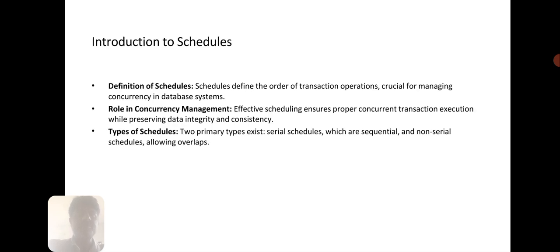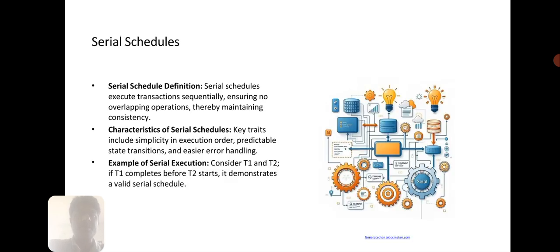Next is the introduction to schedules. The definition of a schedule is the order of transaction operations, which is crucial for managing concurrency in database systems. Its role in concurrency management: effective scheduling ensures proper concurrent transaction execution while preserving data integrity and consistency. Next is the types of schedules. Two primary types exist: serial schedules, which are sequential, and non-serial schedules, which allow overlaps. Serial schedules execute the transactions sequentially, ensuring no overlapping operations, thereby maintaining consistency.